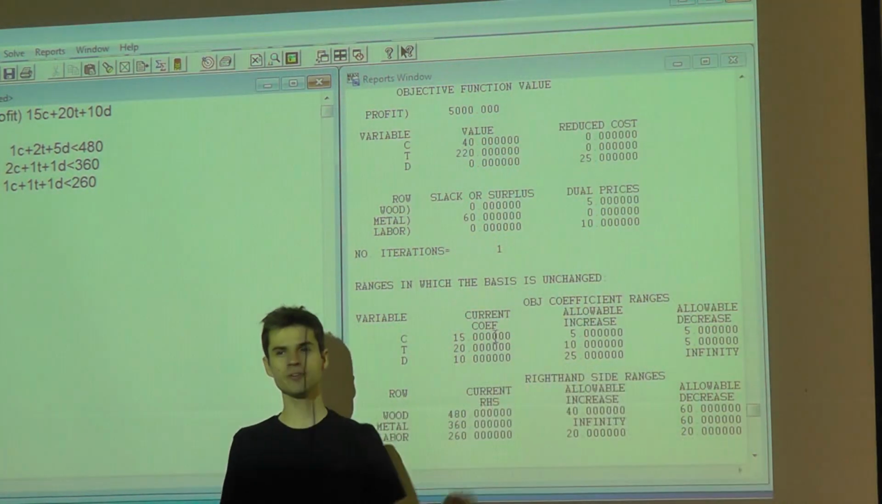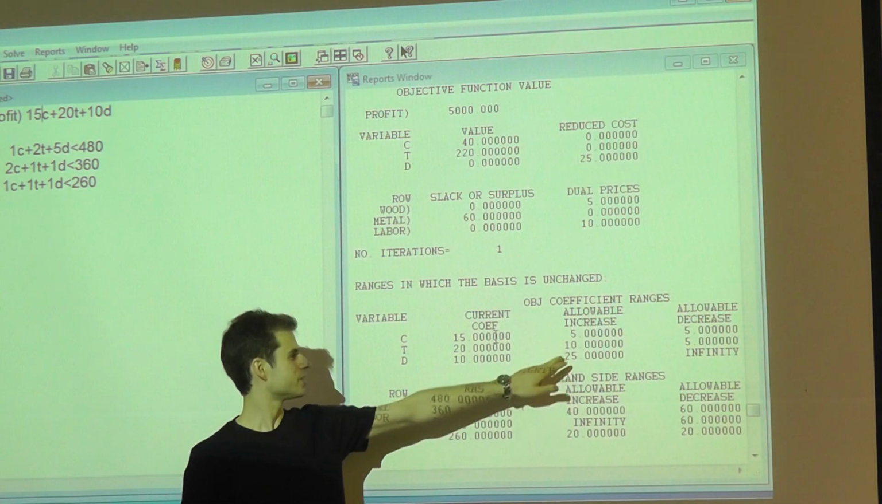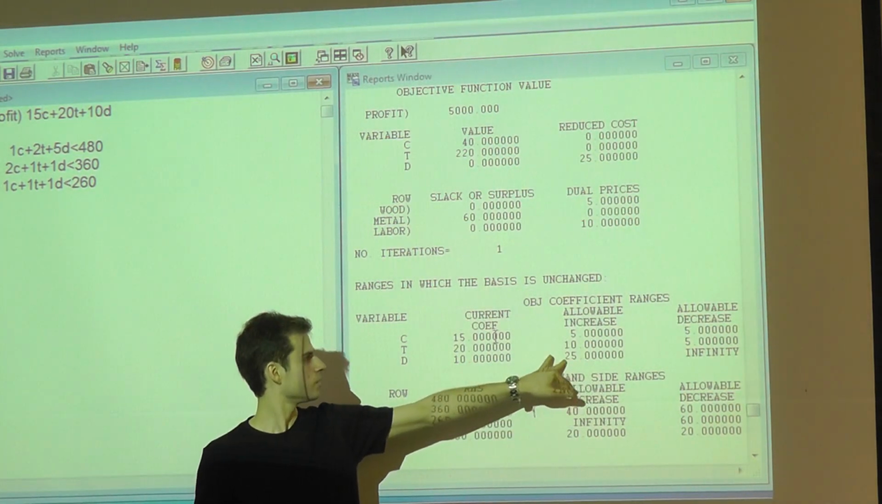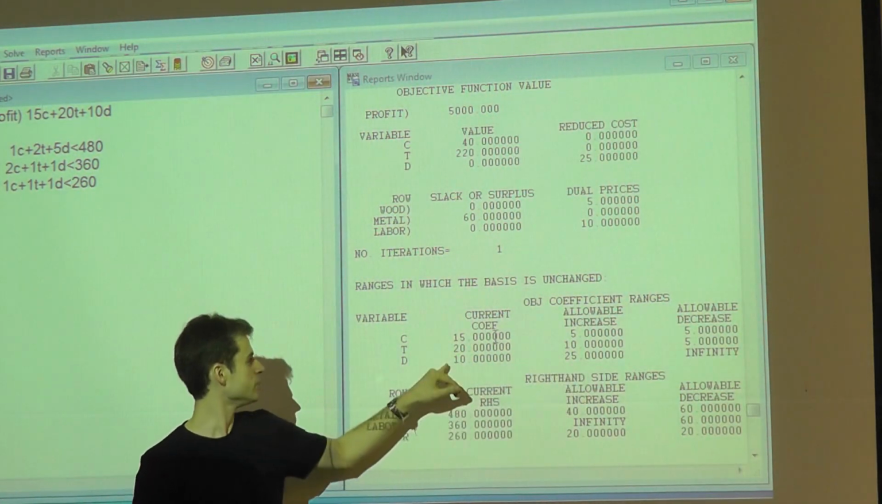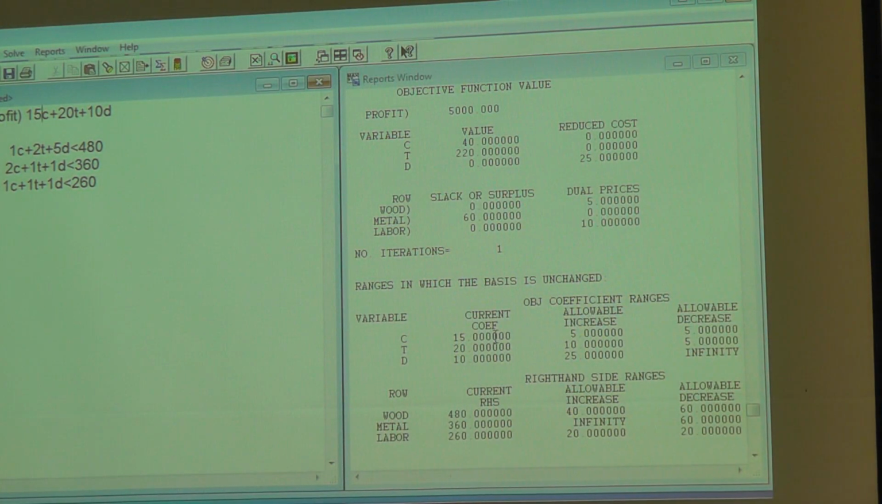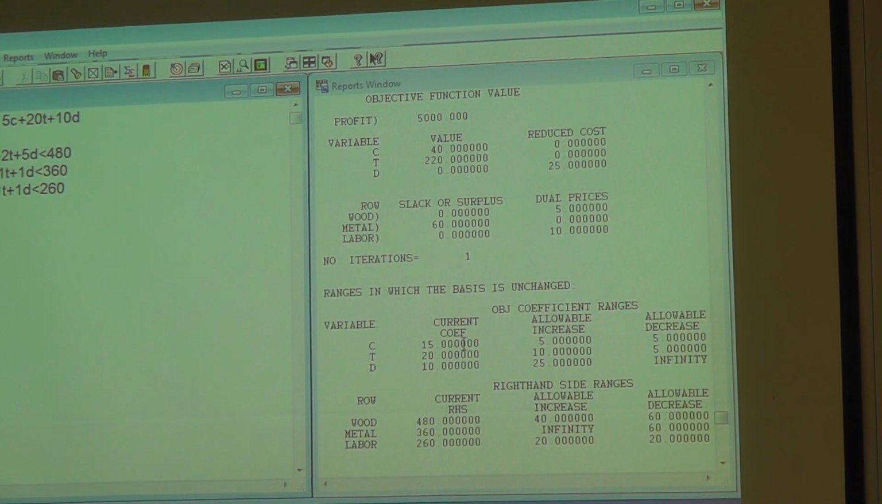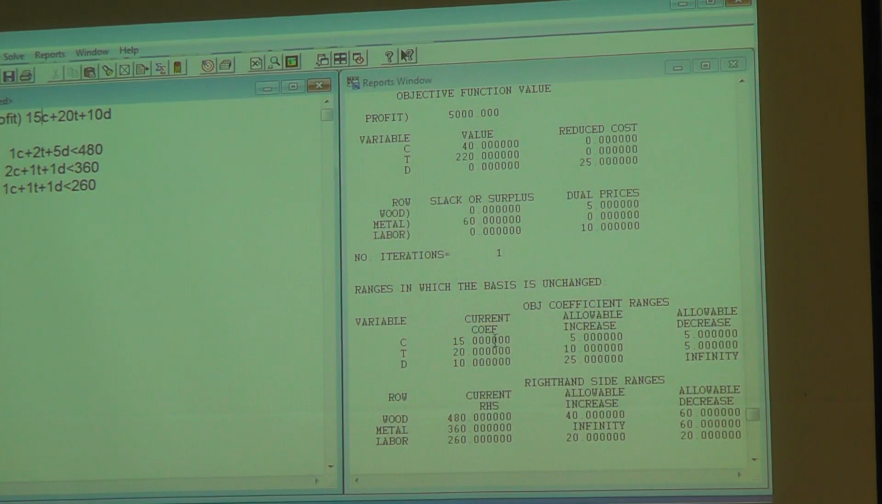This number 25 actually should be already familiar. It has appeared in one other place in the solution. So let's think about what this number 25 means. It means if you increase the profit from sale of one door by 25, you still don't want to produce any doors. But if you increase it by a little bit more, by 26 or something like this, you might want to actually start producing doors.